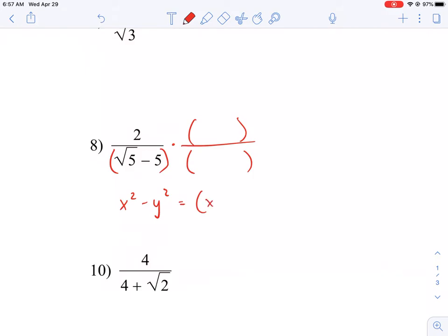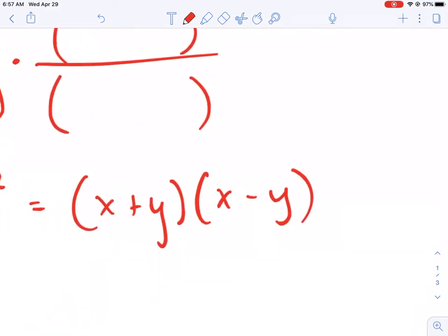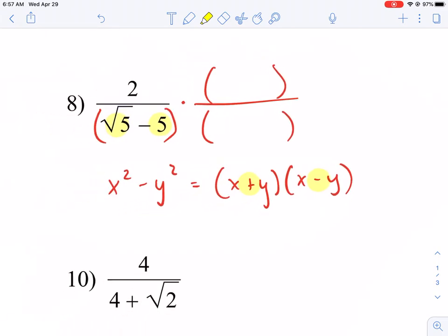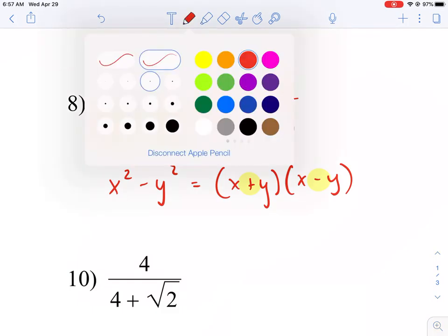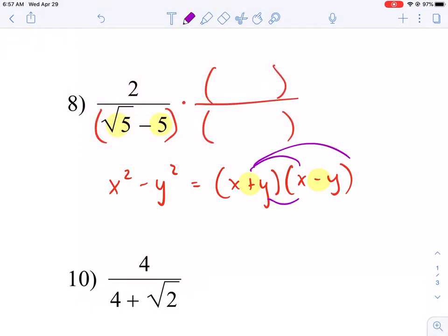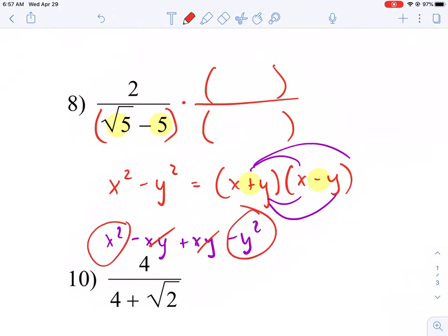So the principle of difference of squares is that if we have two binomials, and this problem is a binomial, there are two terms in the denominator, and they're identical except one has a minus and one has a plus in between the two terms, then the middle term will get canceled out after you FOIL. If you remember FOIL, we do first, outside, inside, last when you multiply. So what we get is x squared minus xy plus xy minus y squared. Notice how the two middle terms cancel out and we're just left with x squared minus y squared.